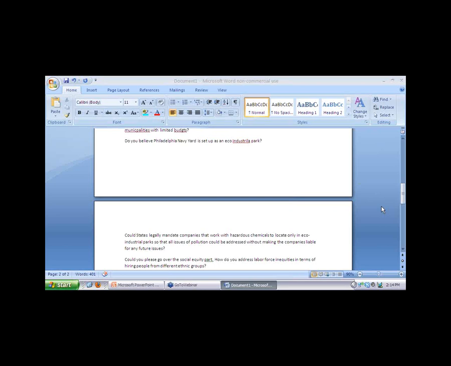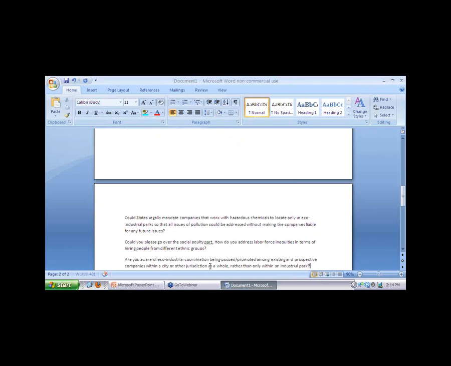So another question is, could states legally mandate companies that work with hazardous chemicals to locate in an eco-industrial park? No, there's no way that that could happen. But in Asia, USAID actually is directing multinationals toward eco-industrial parks.